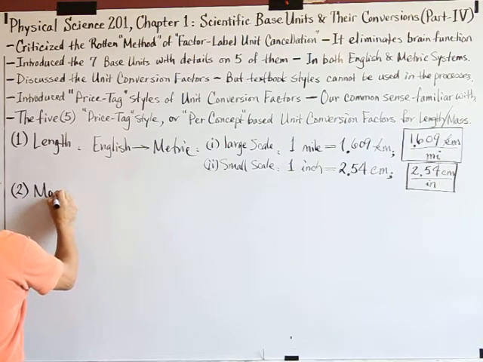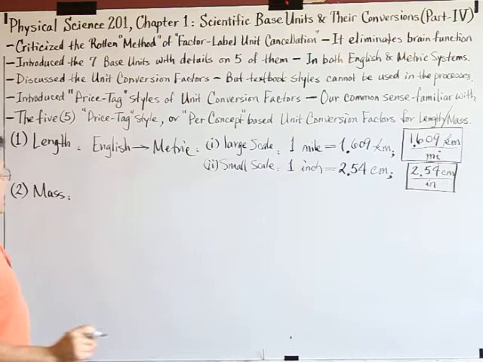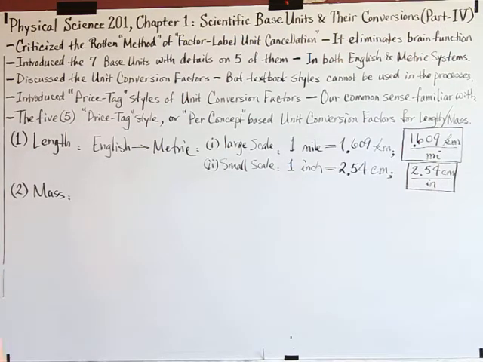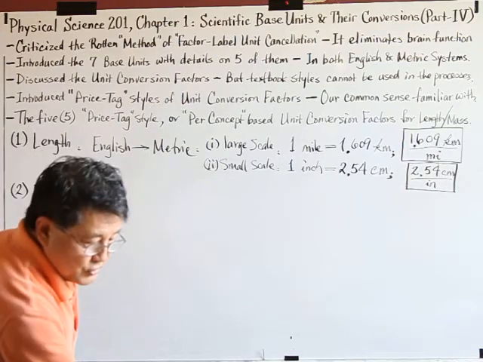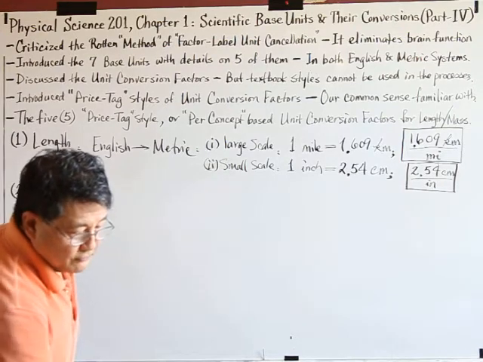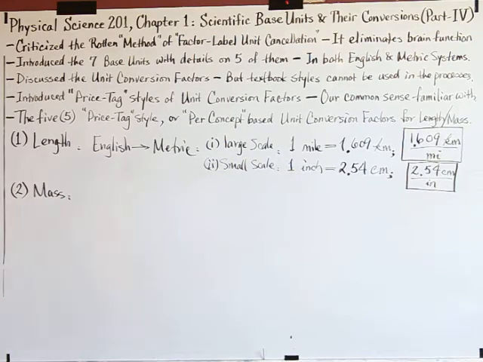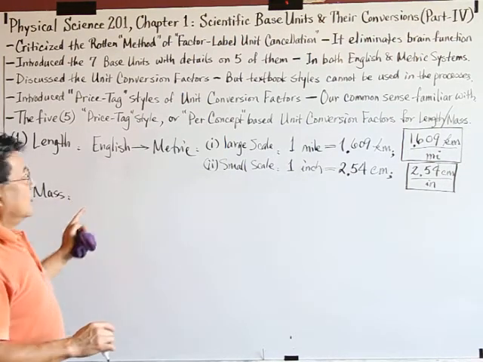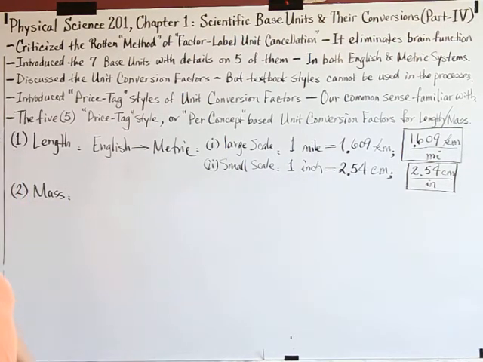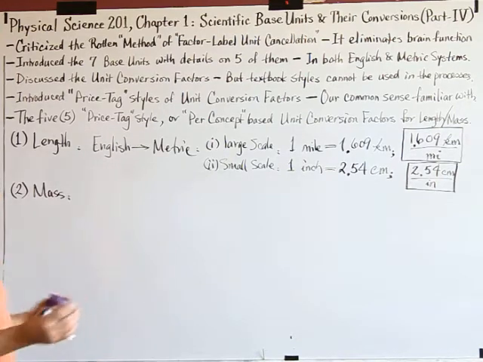Mass. In mass, we also have to deal with the metric and English system conversions. And unfortunately, in mass we start from 1, in the same order, from English to metric, and then we have to introduce one more, which is number 5, for you to memorize, from metric to English.